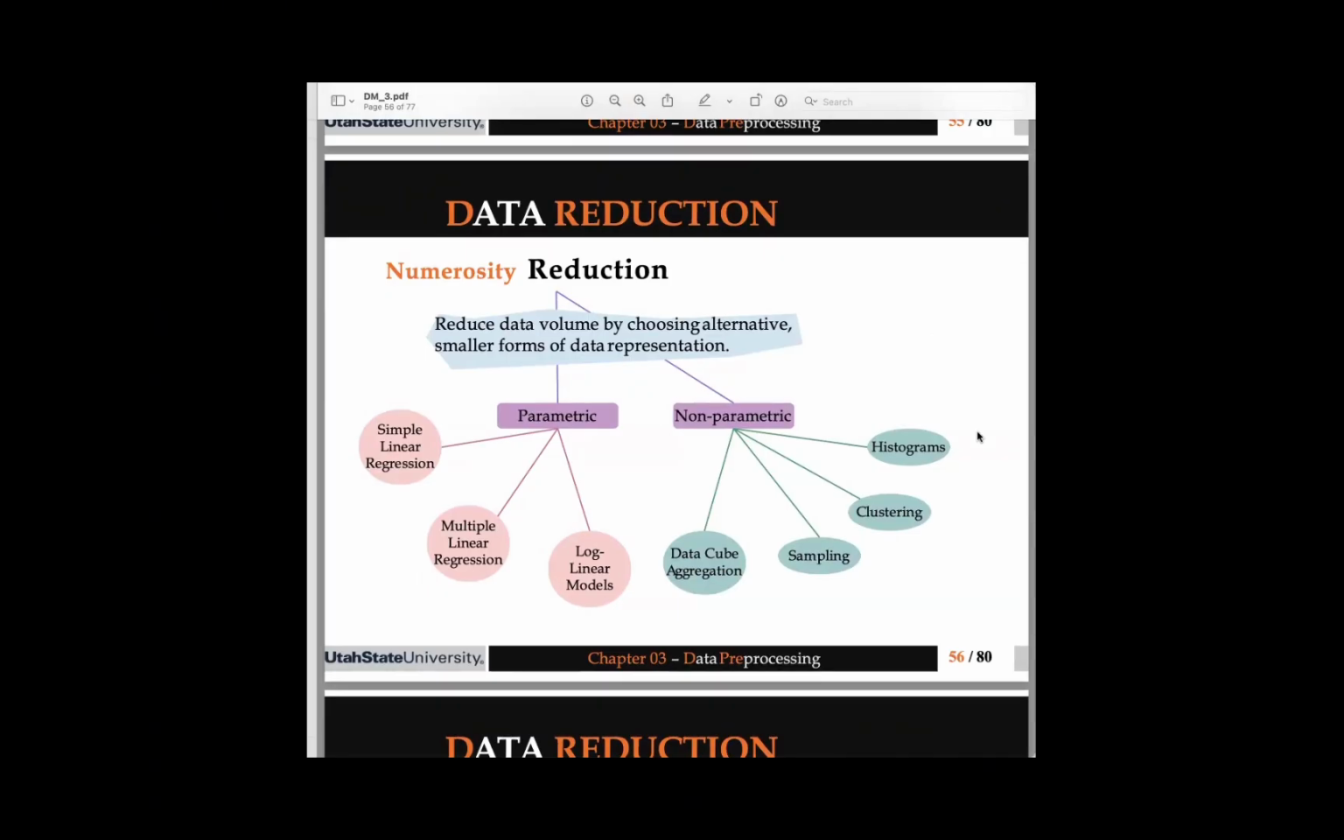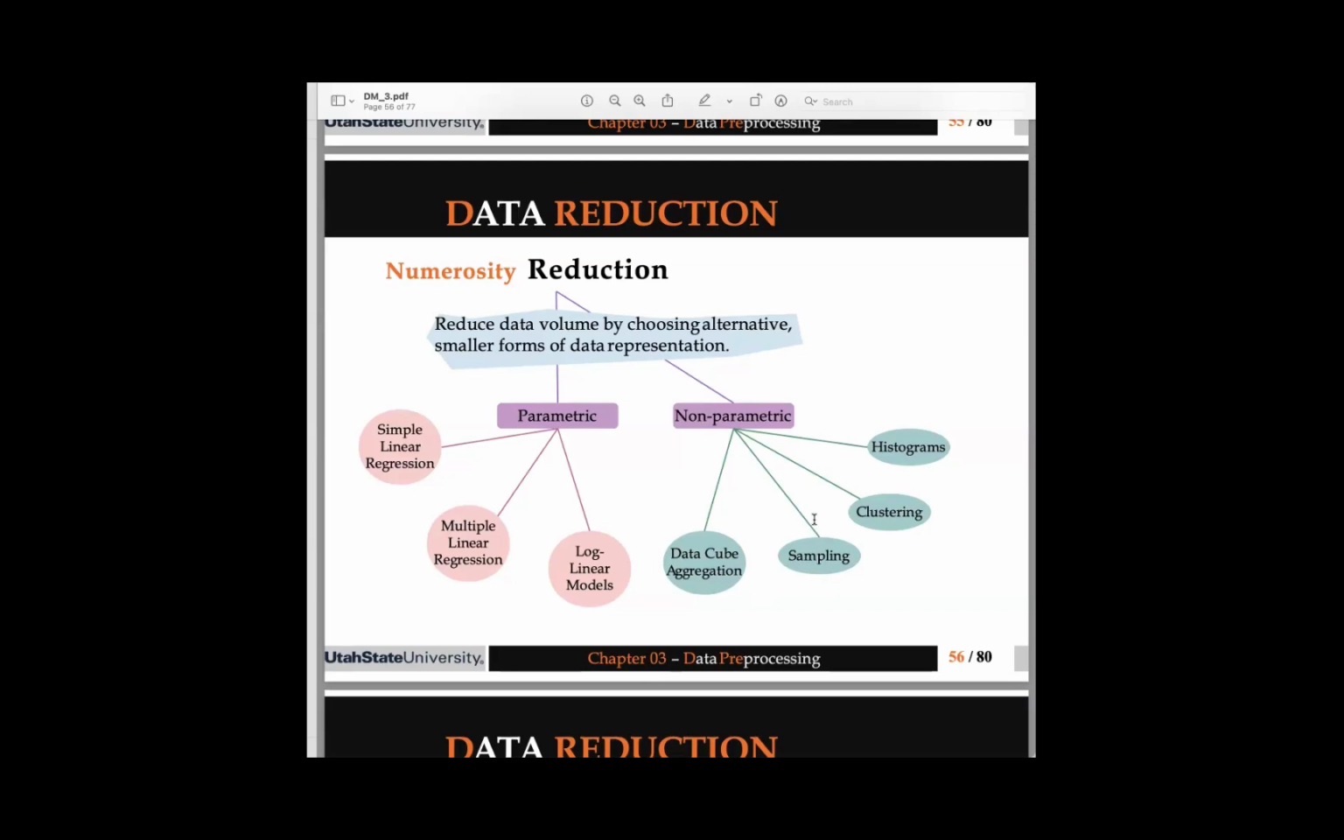Multiple linear regression, log linear models. These methods fit some mathematical function to the data, and it only keeps the learned parameters, like I mentioned. And on the right hand side, in the blue ellipses here, we have the non-parametric side, where we have histograms, clustering, sampling, data cubes. These approaches just summarize the data, or try to group it, instead of fitting it into a particular equation.